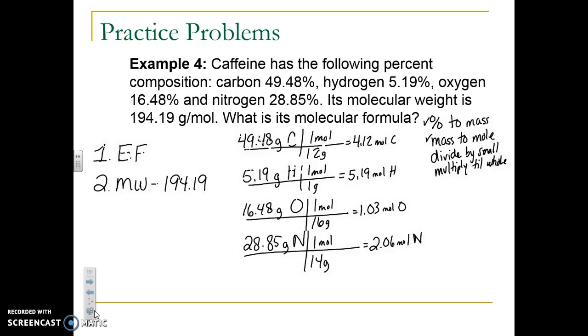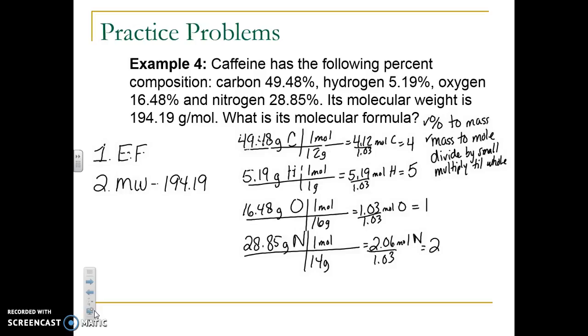Okay, the next step is to divide by small. So we look at our 4 numbers. We see that 1.03 is the smallest. So I'm going to divide all of my numbers by 1.03. Obviously, that gives us a 1 for the oxygen. 4.12 divided by 1.03 gives us a 4 for the carbon. 5.19 divided by 1.03 is 5.0, which we can round to 5. And 2.06 divided by 1.03 is 2.